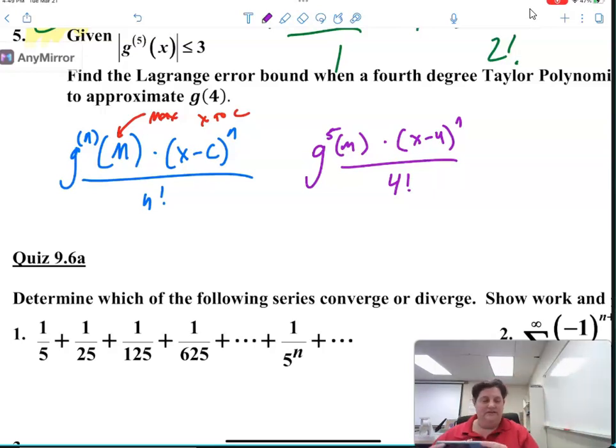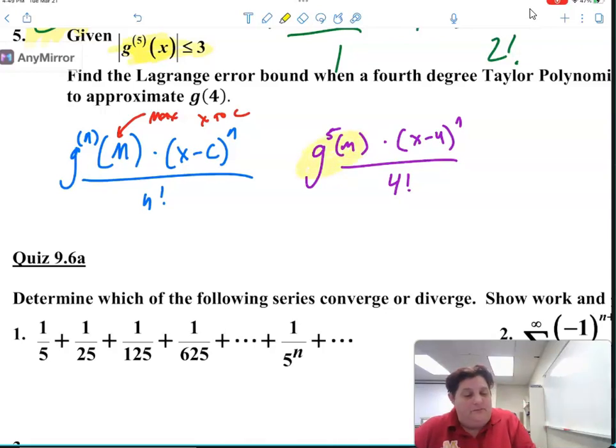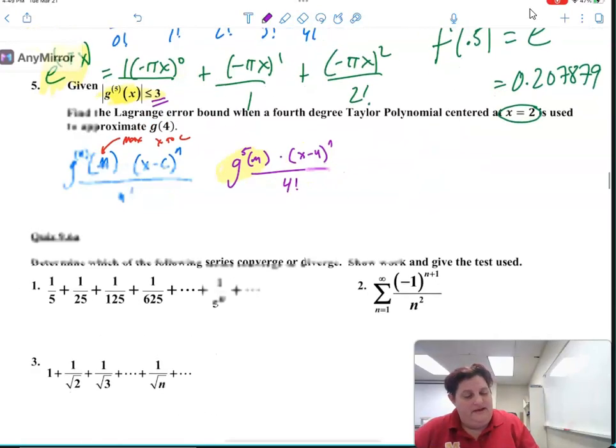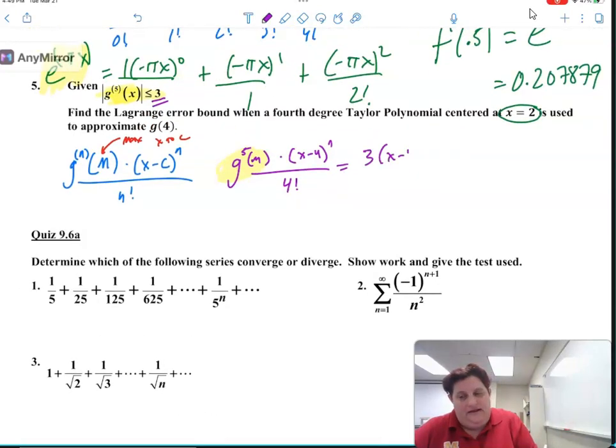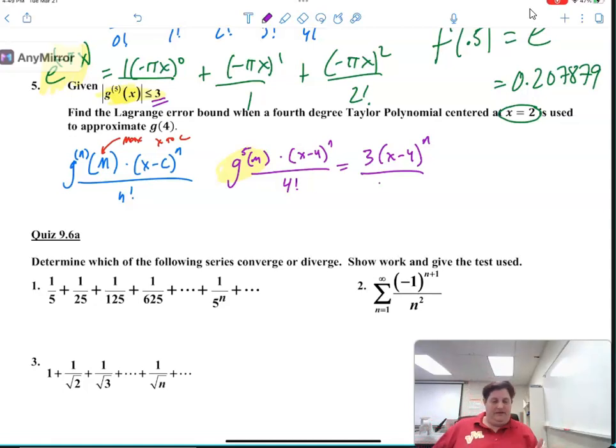Now, what this is saying is that the absolute value is less than or equal to 3. So what is the maximum that this derivative can be? M is the point where the maximum occurs. The actual maximum right here is 3. It says it can never go above 3. So it's basically 3 times x minus 4 to the n over, oh wait, hold on. Getting my stuff mixed up.